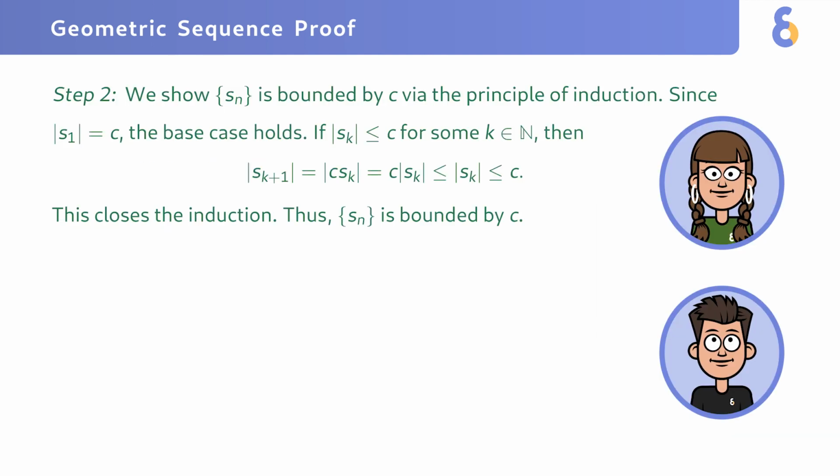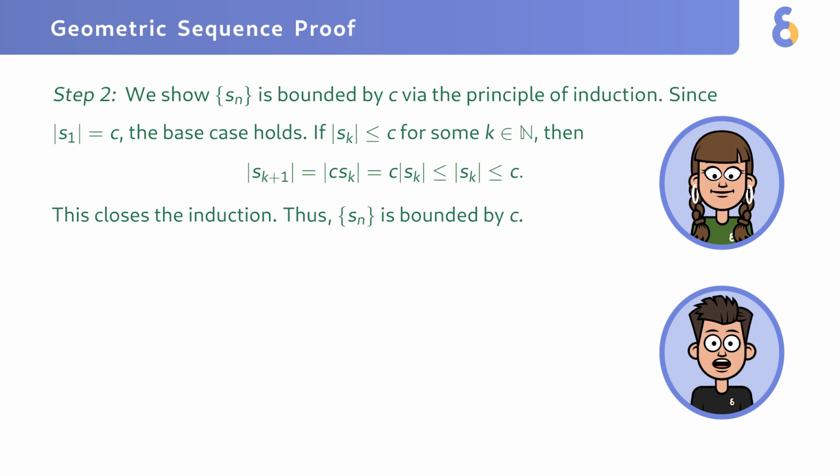So for the second step of this proof, we use induction. For the base case, we know that s sub 1 equals c. If the absolute value of s sub k is less than or equal to c for some index k, then we can factor out a c from the formula for s sub k plus 1 to get c times the formula for s sub k. And then we can apply our inductive hypothesis with the fact that c is less than or equal to 1 to deduce s sub k plus 1 is bounded by c. This closes the induction, and so s sub n is bounded by c.